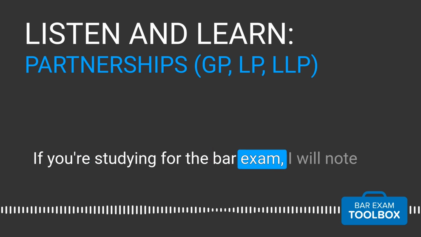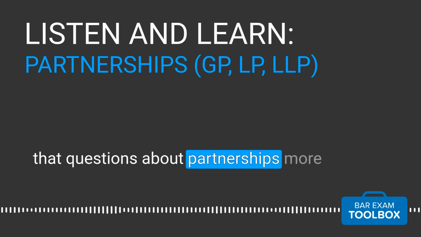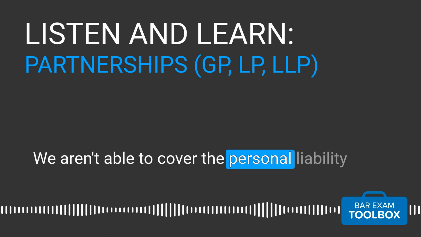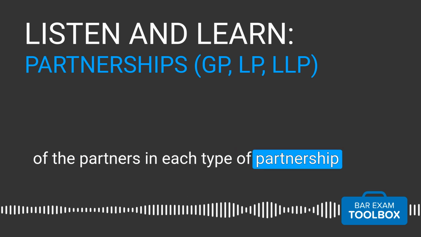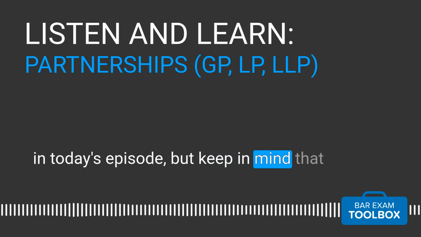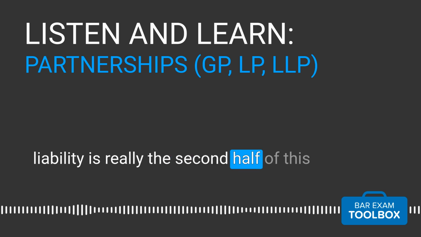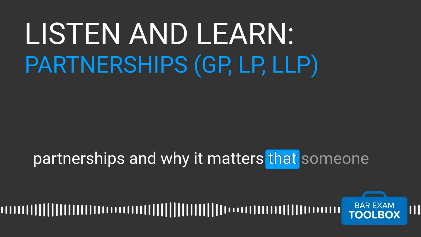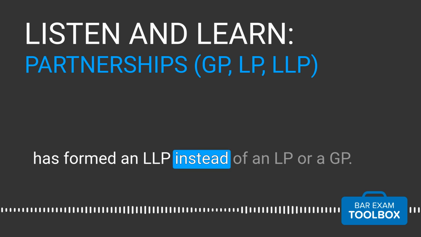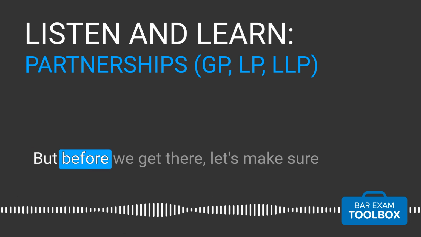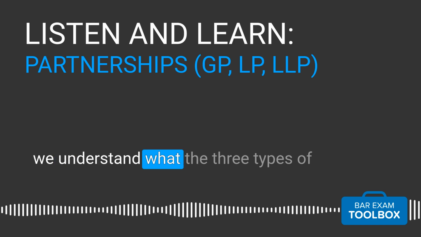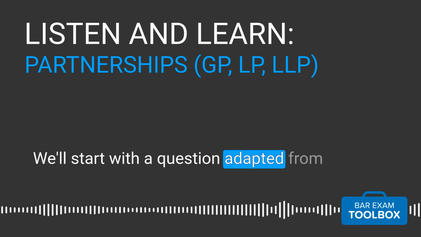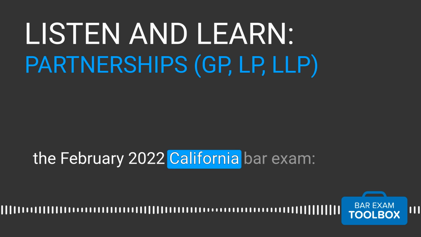If you're studying for the bar exam, I will note that questions about partnerships, more often than not, arise in the context of liability. We aren't able to cover the personal liability of the partners in each type of partnership in today's episode, but keep in mind that liability is really the second half of this lesson and will fill out your understanding of partnerships and why it matters that someone has formed an LLP instead of an LP or a GP. But before we get there, let's make sure we understand what the 3 types of partnerships are and how to form them. We'll start with a question adapted from the February 2022 California bar exam.